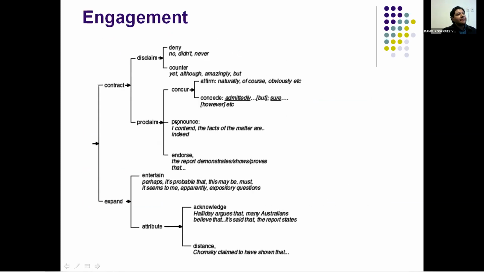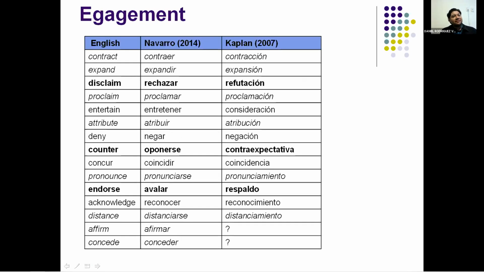Let's take a look at engagement. We have a lot of options within the system, all of which contain specific terms. For example, contract, expand, disclaim, proclaim, entertain, attribute, etc. If we take a look at how those terms are translated by different authors of Latin America, we see a lot of variation. First of all, in the original terms in English, the grammatical category of the terms is verbs. Contract, expand, disclaim, proclaim, entertain, those are verbs. Now, if we take a look at Navarro's translation, he also uses verbs in Spanish: contraer, expandir, rechazar, proclamar. But Kaplan uses nouns: contracción, expansión, refutación, proclamación.